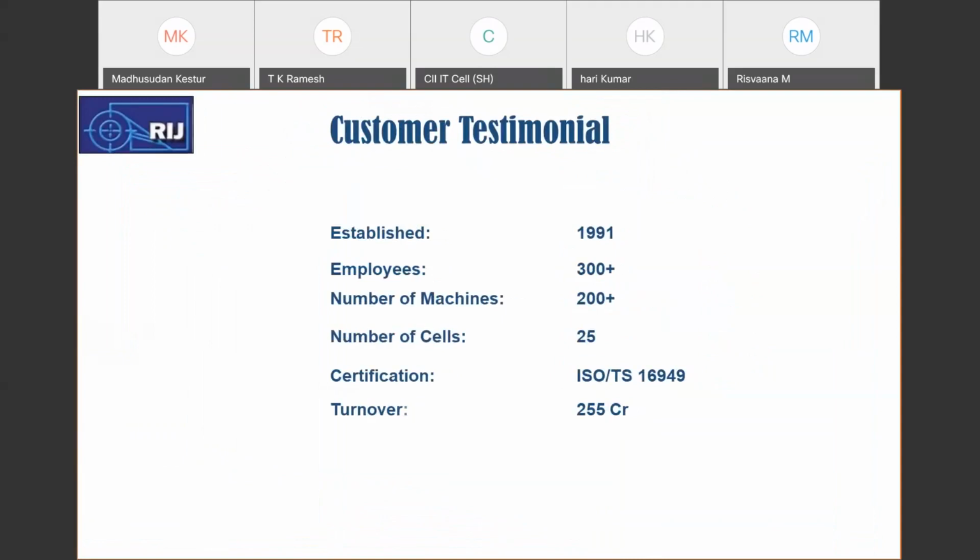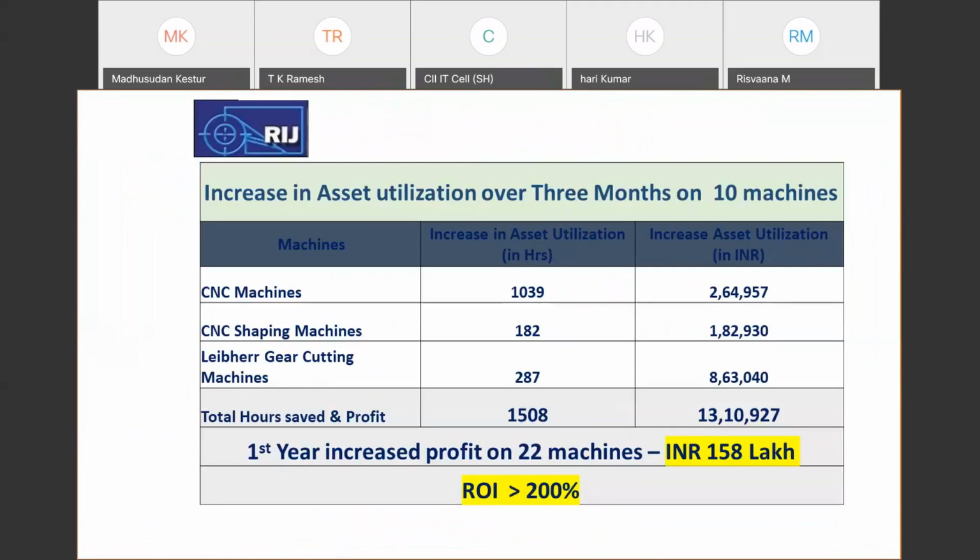One of the customer testimonials that we would like to share with you is from Beijing, where there are 200 plus machines. Having used our system for about 3 months on 10 machines, they recorded savings of 13 lakhs. And after 1 year on 22 machines, they recorded savings of 158 lakhs, which was an ROI of 200%. So this is one of the use cases. This customer is in Pune.